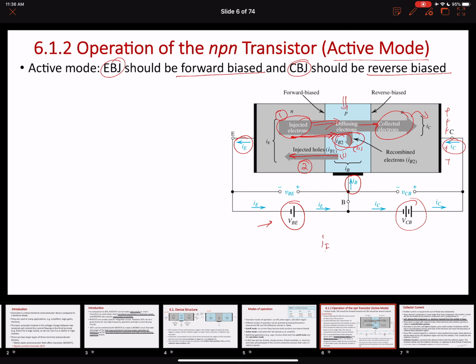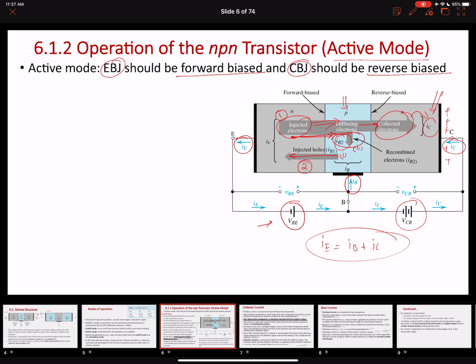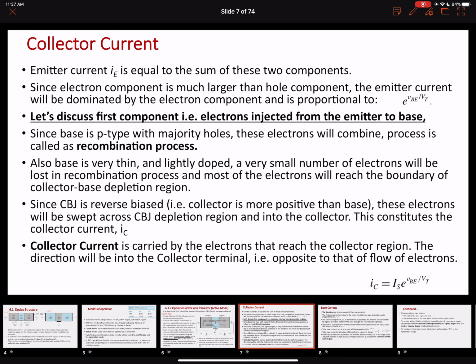We also saw that IE equals IB plus IC. Our emitter current is equal to the base current plus the collector current. And by looking over here, the current that constitutes IC is mainly controlled by the electrons that started from the emitter terminal, right? And that amount can be controlled by the biasing voltage over here, VBE. So we found the equation for the collector current, which equals the scaling current times an exponential relationship with the biasing voltage, VBE.